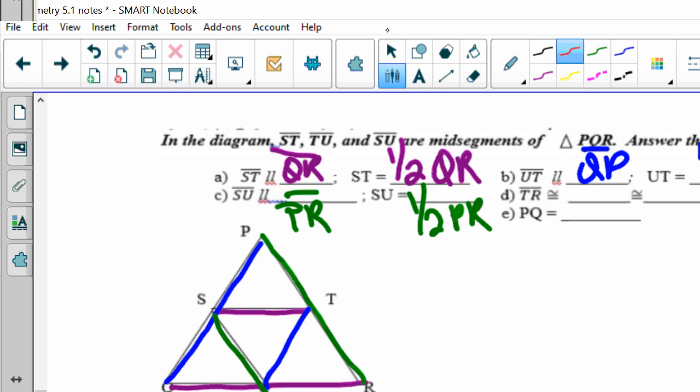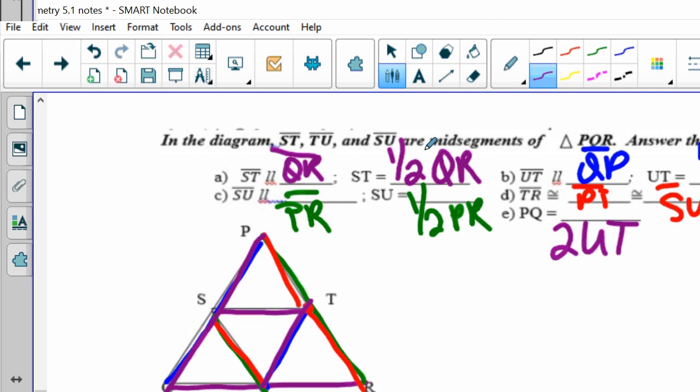And finally, TR, so this side right here, it says is congruent to what? Well, TR, we know that this is a midpoint, so that's going to be congruent to the top, segment PT. But it's also going to be congruent to this little side over here, SU. So then PQ, it says, okay, so PQ, this side is going to equal what? That is parallel to this one, so that is going to equal 2 times UT. Again, that's just using all of those formulas that I told you that we need to memorize.